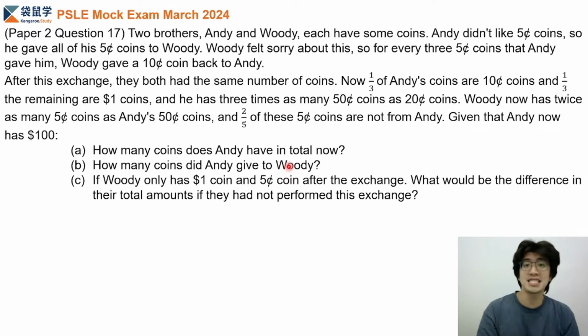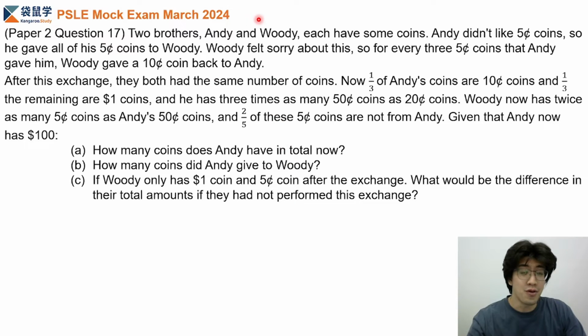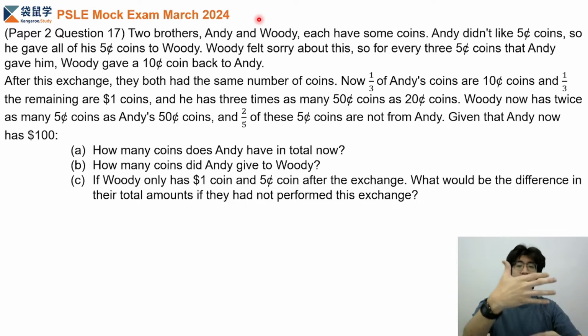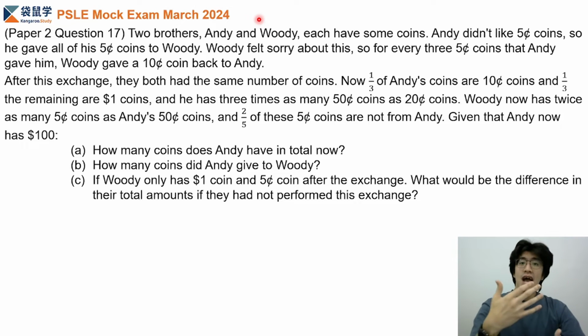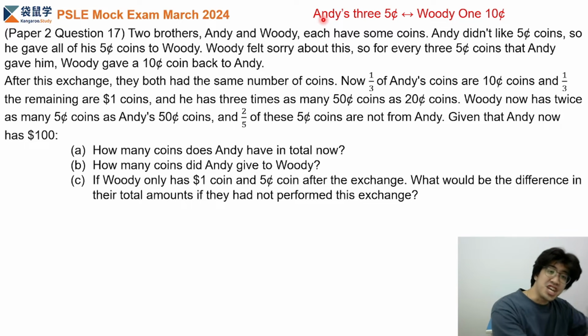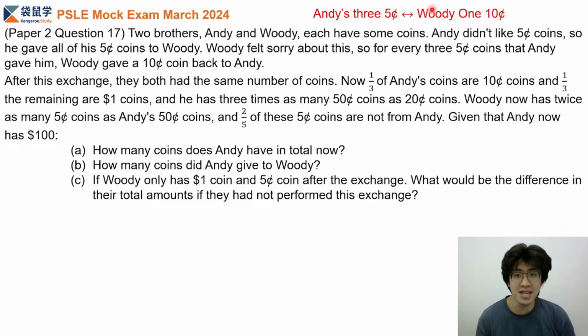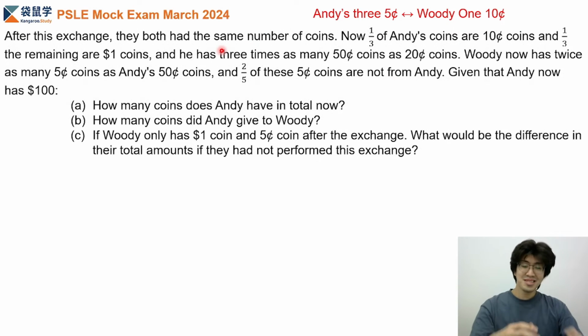Well, first of all, since there are 2 paragraphs, let us just focus on the first paragraph. Now, what does the first paragraph tell us? It basically tells us one thing, that there is some exchange of coins between Andy and Woody. And how does this exchange happen? For every 3 5-cents of Andy, it will exchange with 1 10-cent of Woody. Now, understanding this, then we don't have to refer back to the first paragraph anymore. So let's just remove it. So we also have some more space over here for our workings.